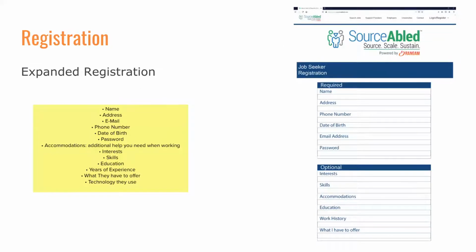For the expanded registration, we could make things more specific, like not only will we add the name, address, phone number, date of birth, email address, and password, we could add more optional material so they could be more descriptive, such as what their interests are, how their interests could benefit in this job, what their skills are, the accommodations they have, some special features they need when working so they could do the job better. Then the years of experience, their work history, and what other technology they could use to work efficiently during their job.